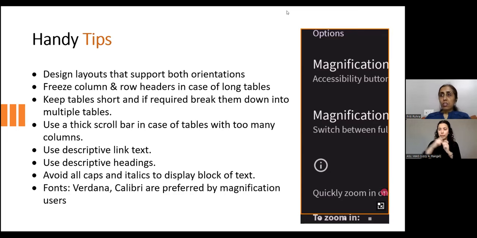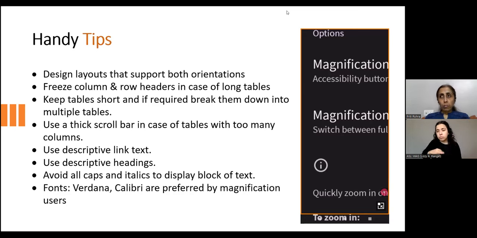In case of tables, long tables, freeze the headers, whether it is column headers or row headers. It makes it a much more comfortable experience. If headers are not frozen, it becomes difficult for people to keep scrolling back up to know what the header is. Remember, magnifier users are not using a screen reader, so the header will not be automatically read out to them. They need to go back up again to see the header. When you freeze the headers, the experience is much more suitable.